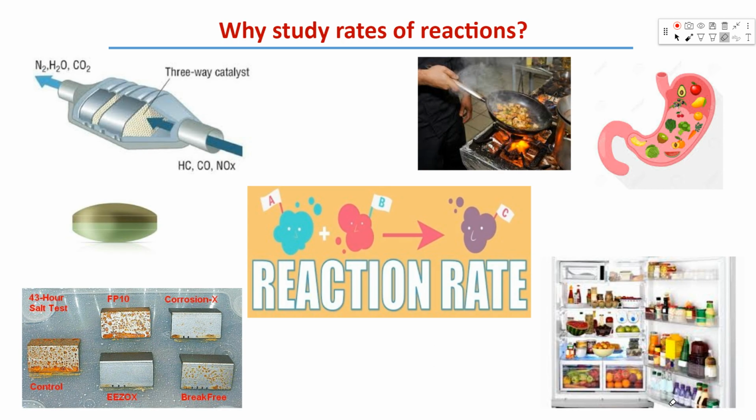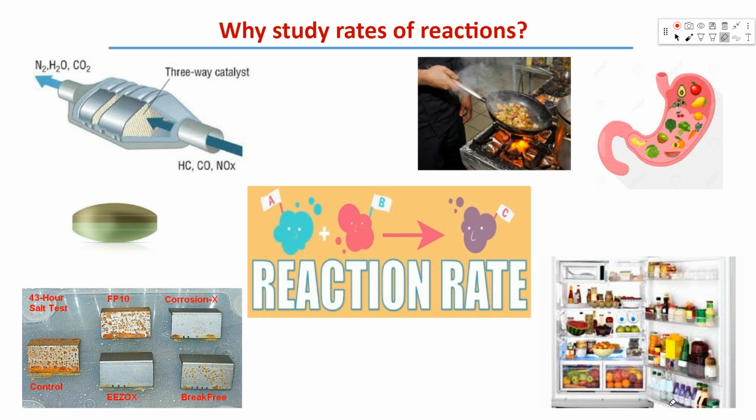So rates of reactions are incredibly important to all different kinds of things in our world. This is an example of a catalytic converter. This is on a car. I know nothing about a catalytic converter, but I know that it changes the rate of reactions so that we can use it. Here is a picture of a medication.